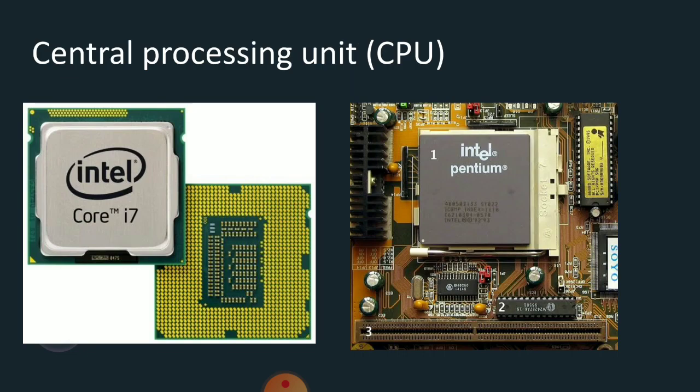Next topic is the central processing unit. This is the main brain of your computer. You can see the picture of a Core i7 Intel processor, and one is an Intel Pentium processor. These are the CPUs which process your data or any input given by any program or software, which is processed and computed by your central processing unit.